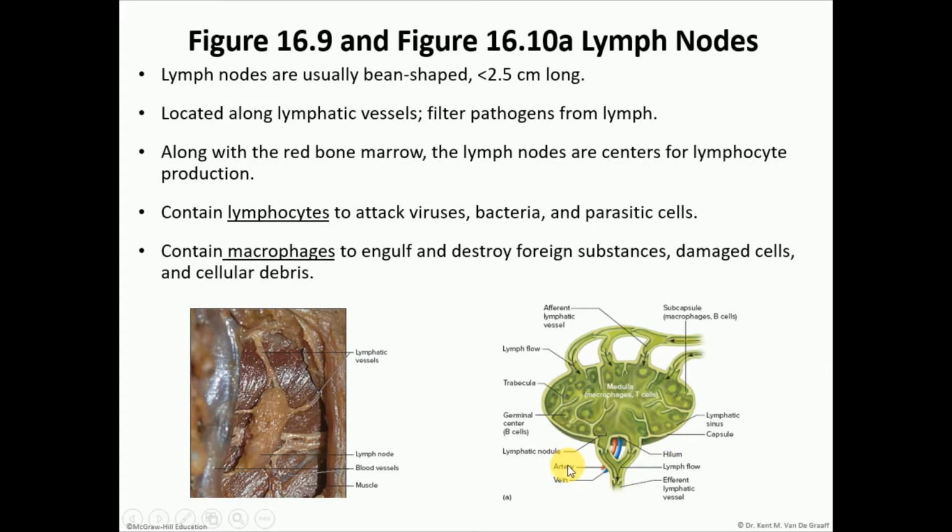And you'll find that lymph nodes have lymphocytes, and those lymphocytes are going to attack your germs, whether they're viruses or bacteria or parasites. It also has macrophages, which are part of your phagocytic cells. They are going to try to engulf, eat up, and destroy any foreign bodies, damaged cells, and cellular debris. Remember that these lymphocytes and macrophages are not made in the lymph node. Remember, those were made in your bone marrow, but then they circulate and end up living in these lymph nodes.